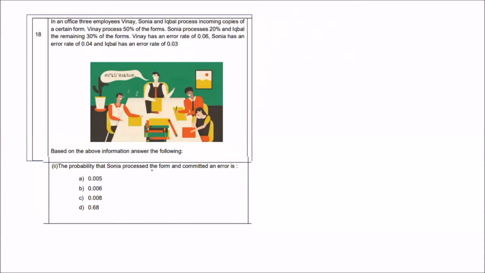Next, the probability that Sonia processed the form and committed an error. That means this is Sonia processing and committing an error. That means there is an error. Probability of error from Sonia is the same as probability of error from Sonia into probability of Sonia doing the form.